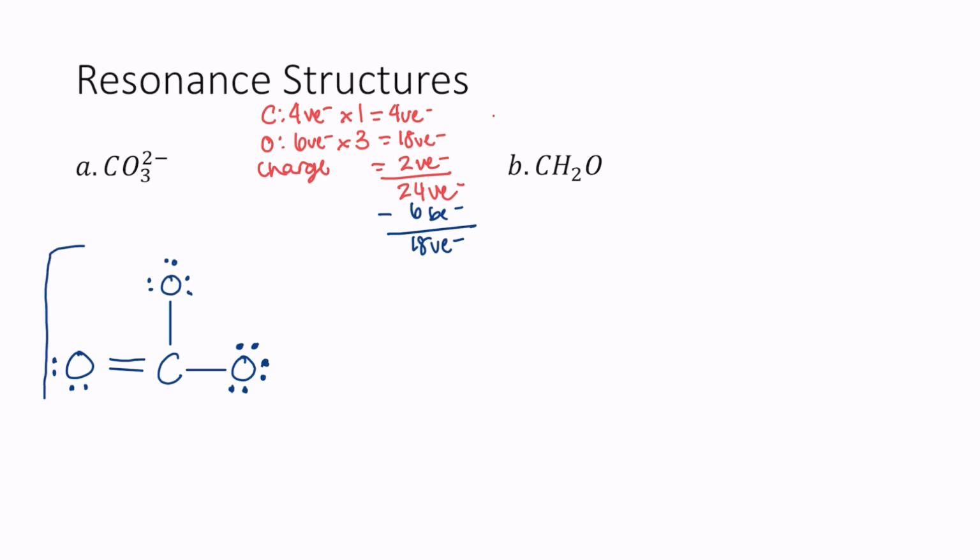So this is my Lewis structure of carbonate. Since there is a charge on it, I'm going to put brackets around it and I'm going to put a 2 minus charge outside of the brackets. But what we need to realize is this double bond is going to move throughout my entire molecule.